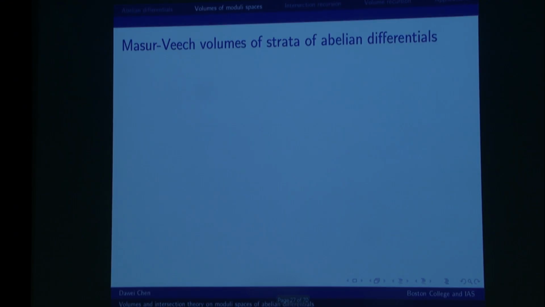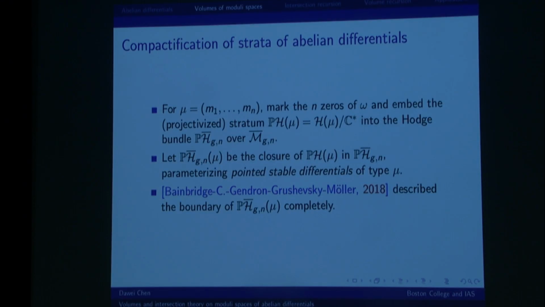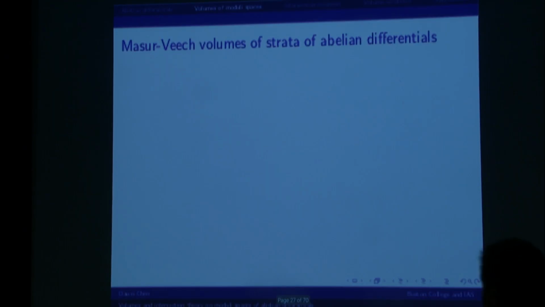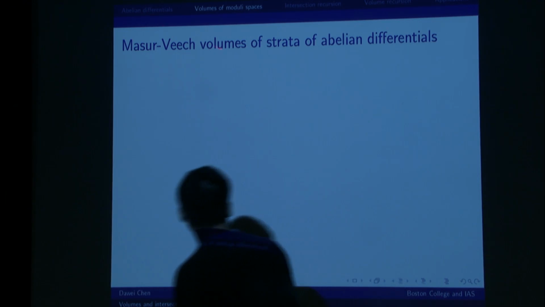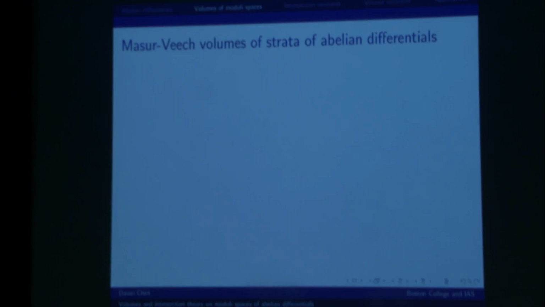So, any question about this part? Well, this settled one issue. We have a compactified moduli space, but I still haven't told you what volume I want to compute, right? So volume here means the Masur-Veech volume for the moduli space of differentials.